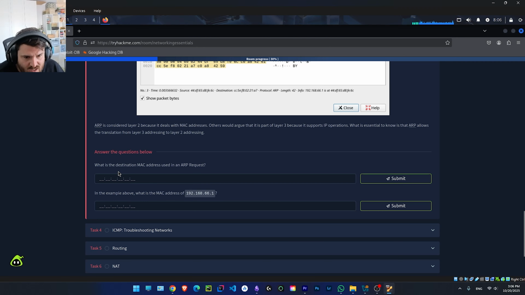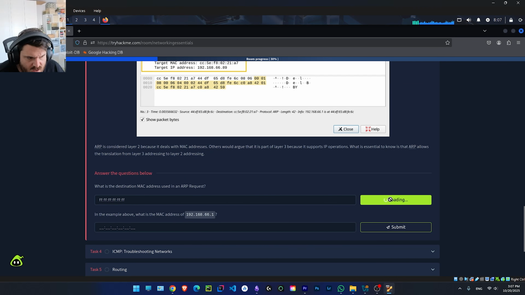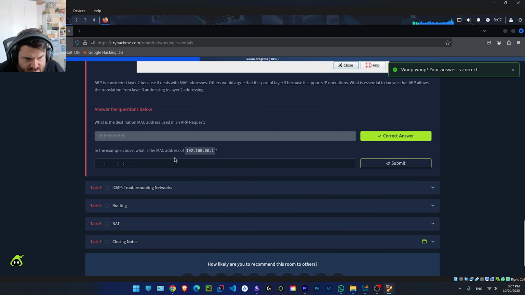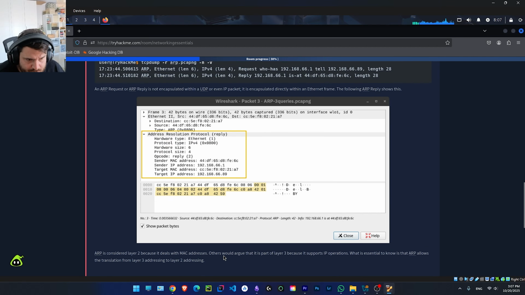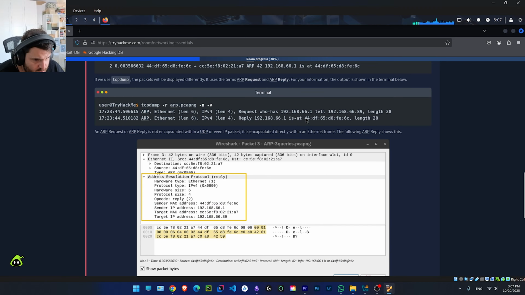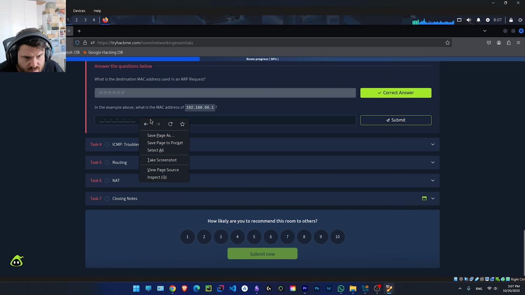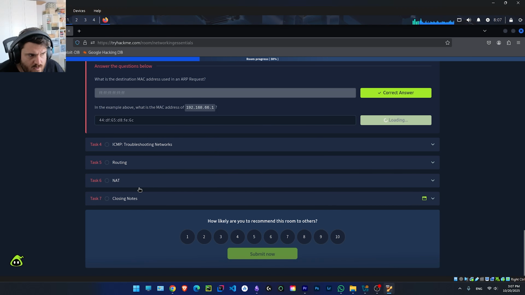Answer the questions below. What is the destination MAC address used in an ARP request? F. In the example, what is the MAC address of the following IP? There you have it. So that is the sender, the one with 444, but I guess we see it over here. Yes, this is it from the sender. Yes, the reply with the MAC address. Okay, perfect.